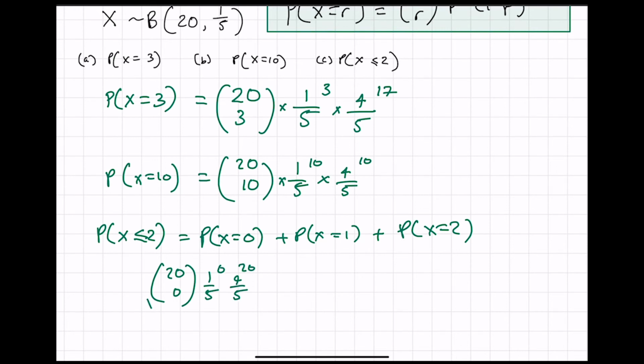What you actually notice is this whole thing here. 20 choose 0 is just 1. 1/5 to the power 0 is just 1. So this ends up just becoming 4/5 to the power 20, actually.